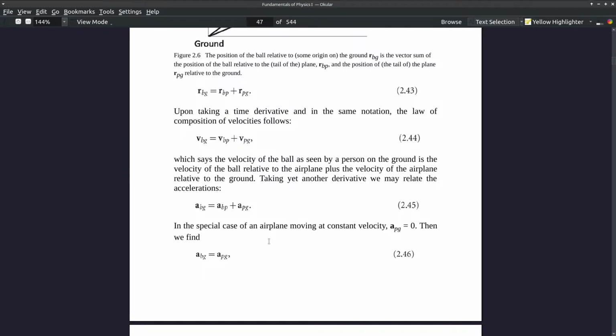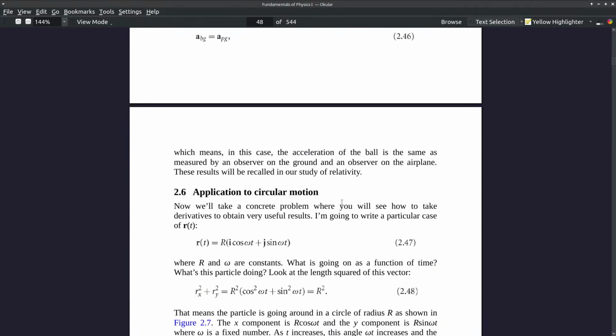In the special case of an airplane moving at constant velocity, APG equals 0, then we find ABG equals ABP. Which means, in this case, the acceleration of the ball is the same as measured by an observer on the ground and an observer on the airplane. These results will be recalled in our study of relativity.